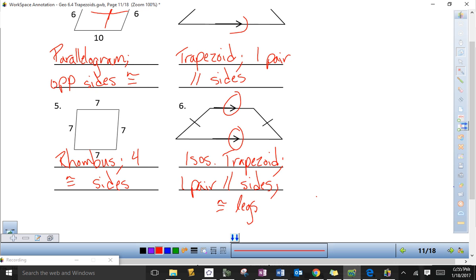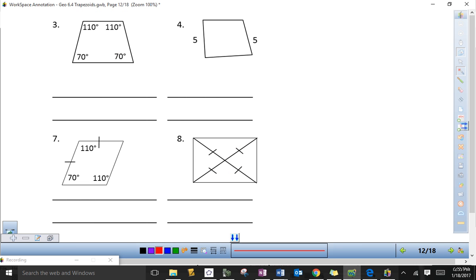What I'd like you to do next is work on 3, 4, 7, and 8. Those 4 blocks to the right of the ones we just did, see if you can figure those out. Go ahead and pause the video and work on those.